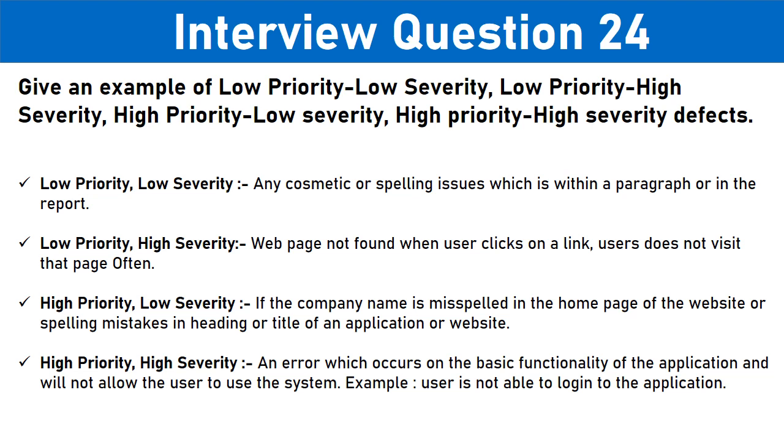High priority, low severity: the company name is misspelled on the home page of the website, or spelling mistakes in the heading or title of an application or website. High priority, high severity: an error which occurs on the basic functionality of the application and will not allow the user to use the system. Example: user is not able to log in to the application.